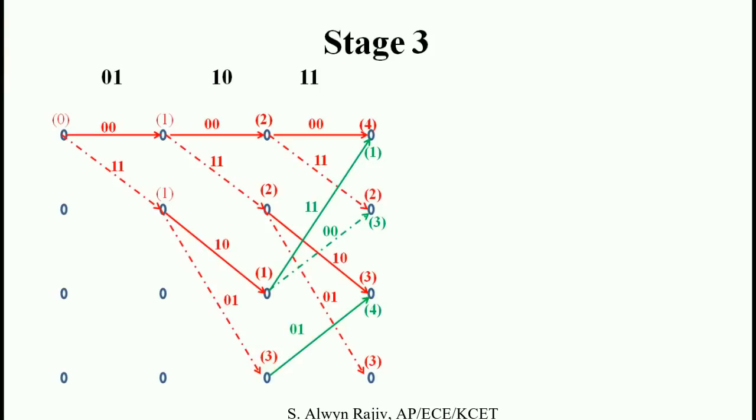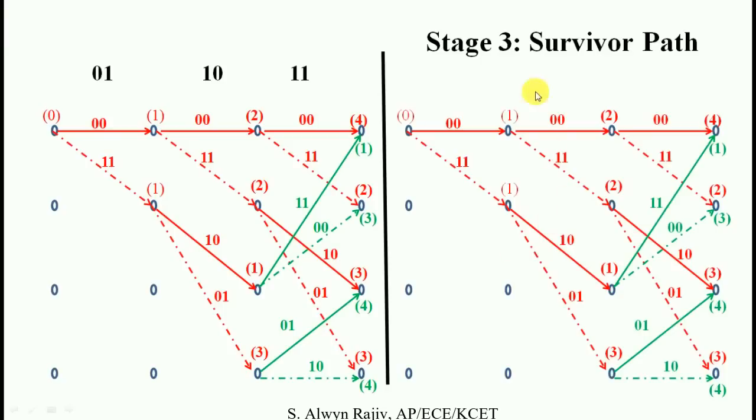The present state is D. The input becomes 1, mentioned with the solid line. The code word becomes 1 0. Now we are going to find the Hamming distance, 1 0 and 1 1. Only 1 bit to be changed. The Hamming distance is 1. The metric value becomes 1 plus 3, 4. This is stage 3. Now we are going to find the stage 3 survival path.